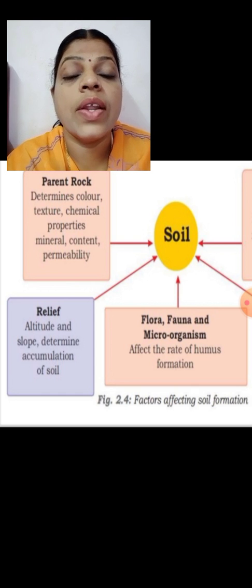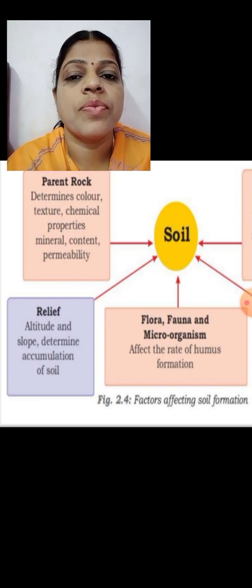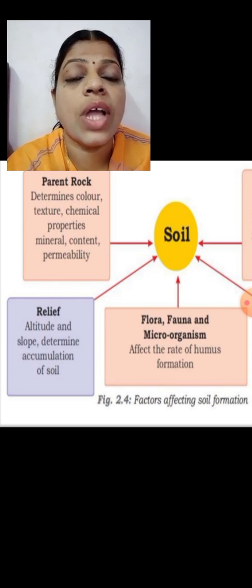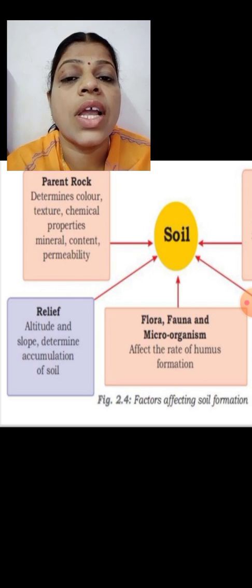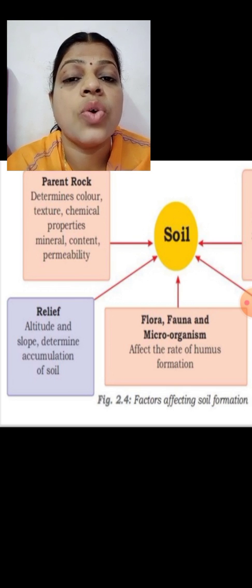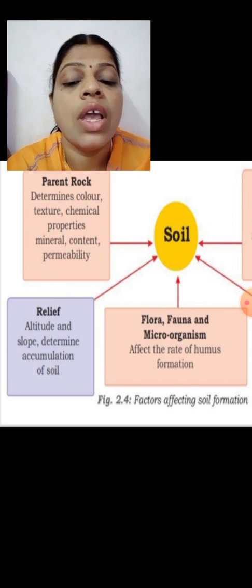And the next one is relief. Relief means altitude and slope determine the accumulation of the soil. So actually the soil has to be accumulated. I told you that how far this soil has been accumulated, then only it determines the thickness of the soil profile. So here the relief is also the factor which determines altitude, slope and the accumulation of the soil. And this is the last factor.